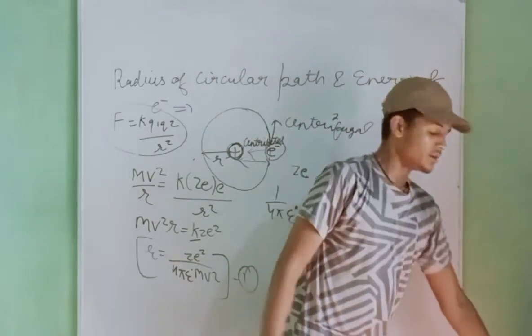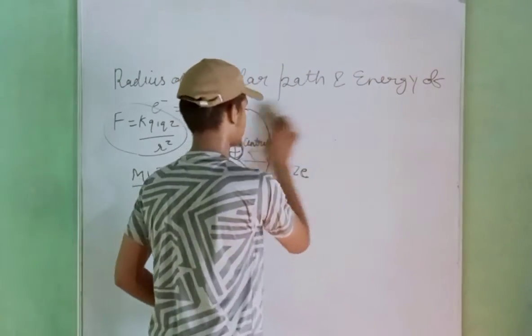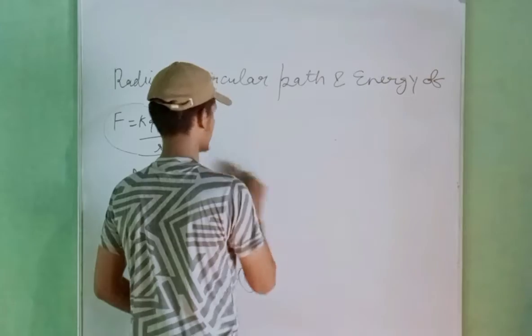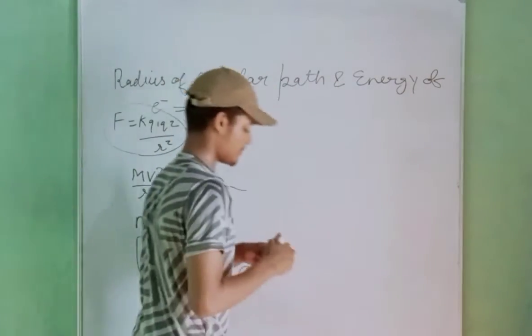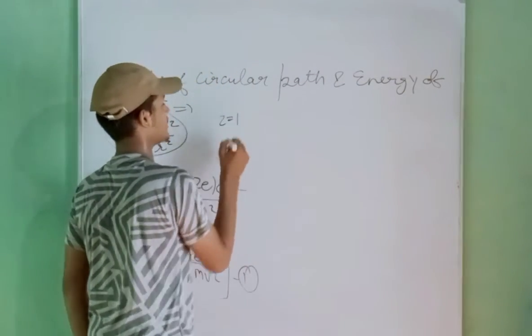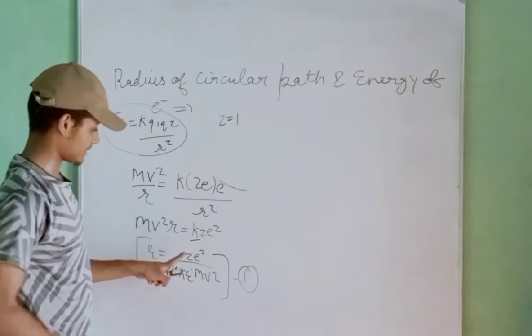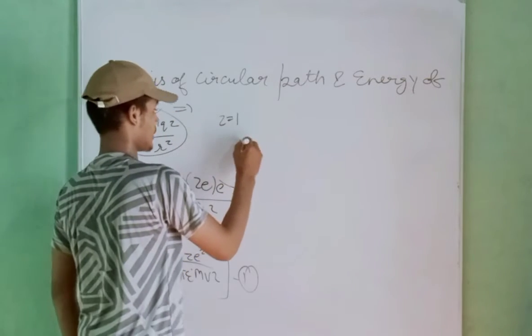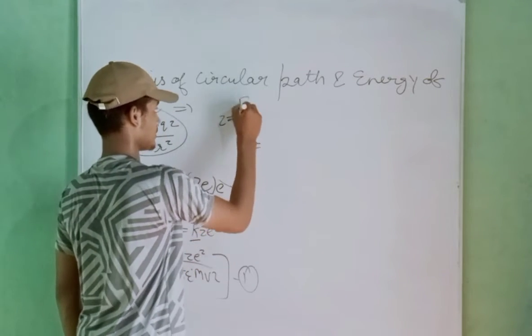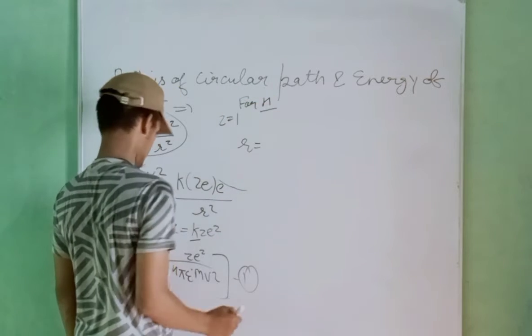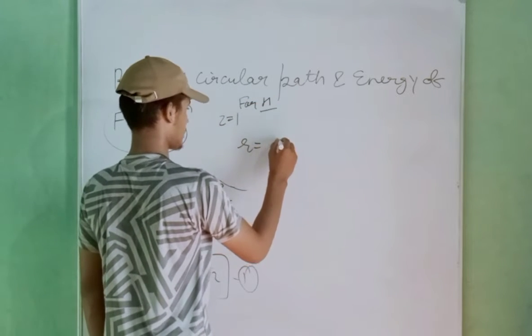Now we will take the radius for hydrogen. The atomic number of hydrogen is Z equal to 1. So here we take Z as 1. So r is equal to, for hydrogen, r is equal to e square.